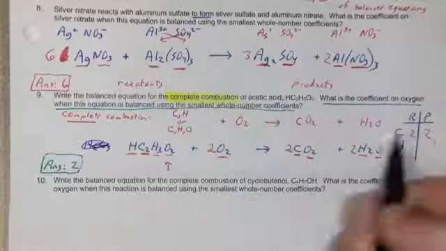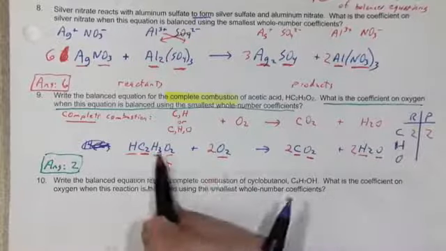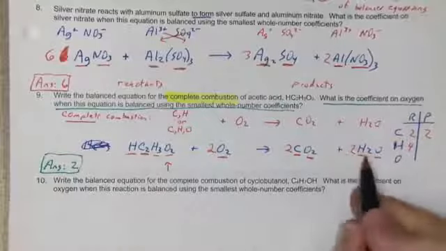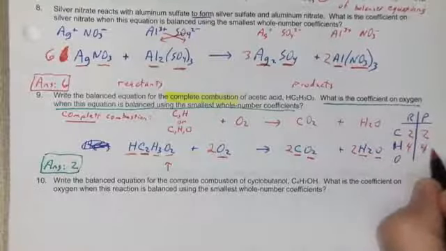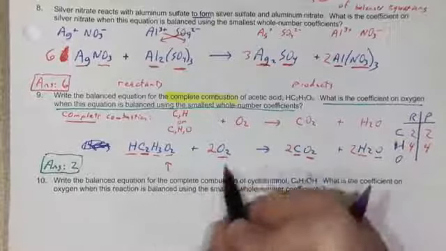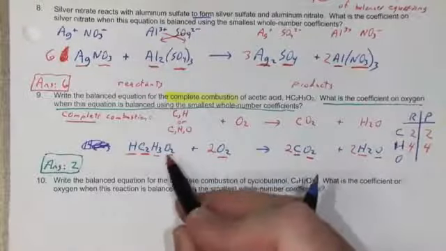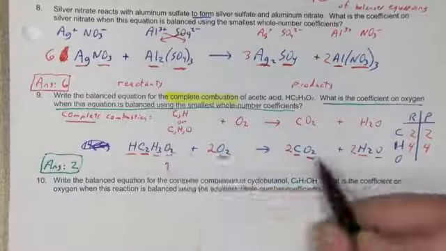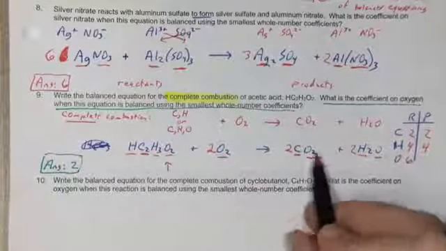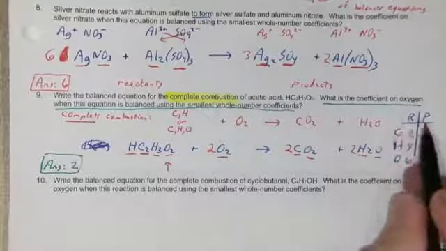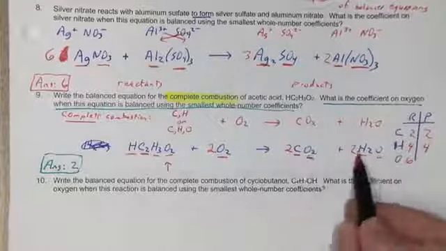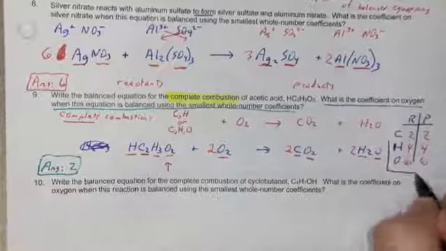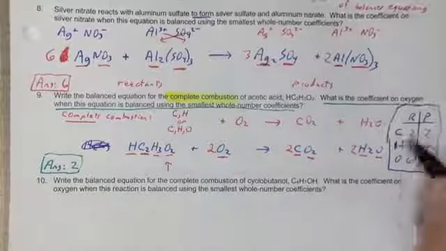So that's balanced. On the reactant side, how many hydrogens do I have? 1 plus 3 is 4 hydrogens. On the product side, how many hydrogens do I have? 2 times 2 is 4 hydrogens. So that's balanced. Now I add up the oxygens. On the reactant side, how many oxygens do I have in all? I have 2 oxygens plus 2 times 2 is 4. 2 plus 4 is 6 oxygens on the reactant side. How many oxygens do I have on the product side? 2 times 2 is 4, plus 2 is 6. And so that's a quick check to tell me that's balanced. All the elements are balanced in that reaction.